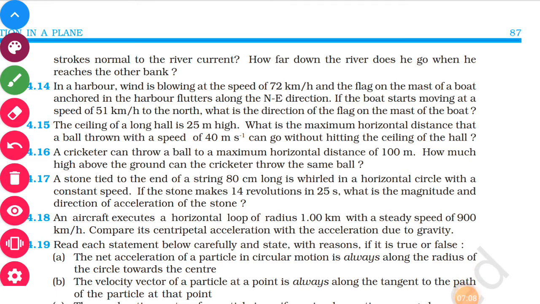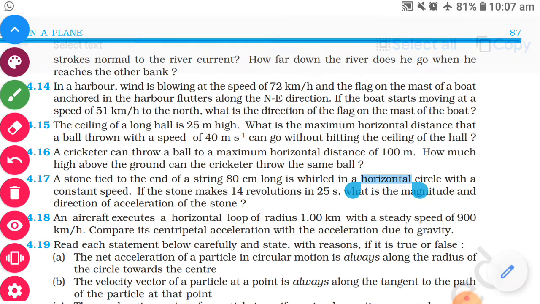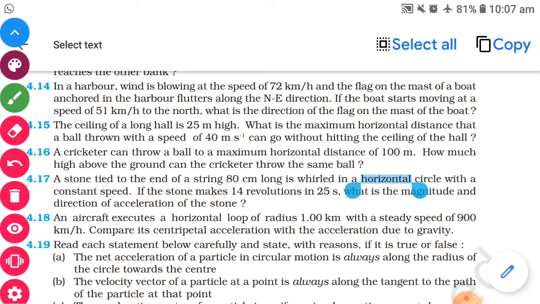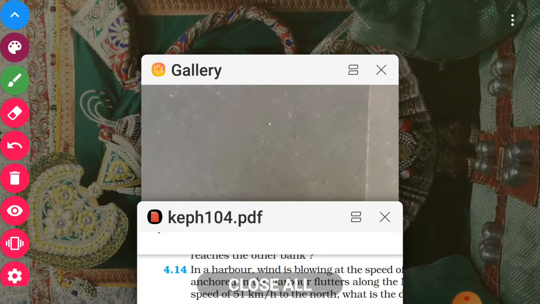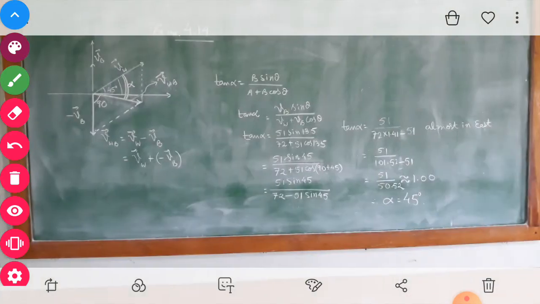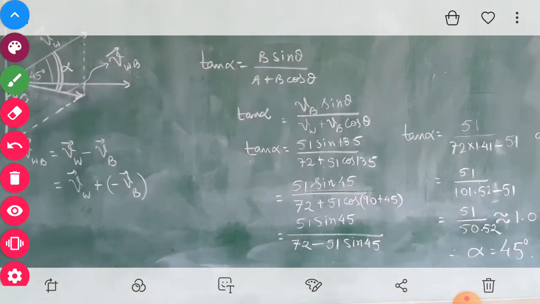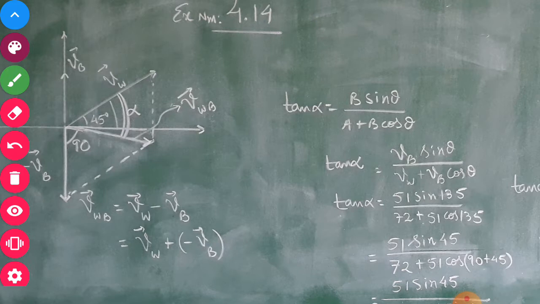Now numerical number 14. In a harbor, wind is blowing at the speed of 72 km per hour, and the flag on the mast of the boat anchored in the harbor flutters along northeast direction. If the boat starts moving at the speed of 51 km per hour to the north, what is the direction of the flag on the mast of the boat? Okay, now this numerical I have calculated this way, you just try to understand. I will show it on the board by drawing also.